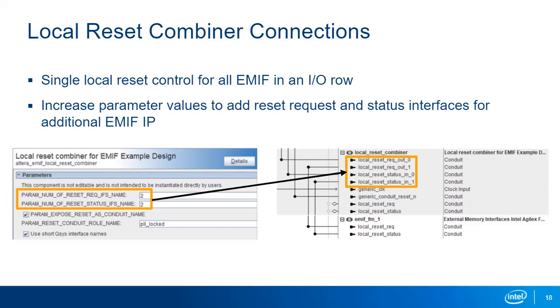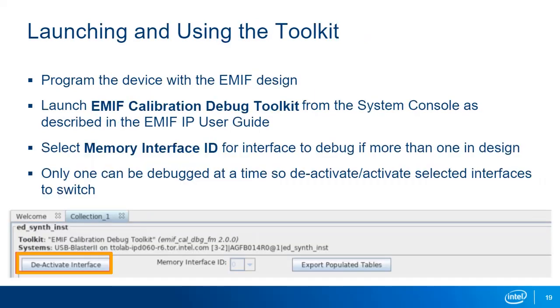This IP is used to request the reset of a memory interface and to indicate when an interface has come out of reset. To expand its use for additional memory interfaces, increase the parameter values shown despite the warning displayed in the parameter editor. These parameters increase the number of request and status interfaces, which should get connected to each additional EMIF IP as shown.